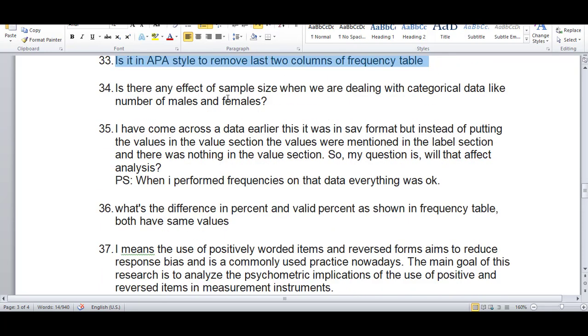34, is there any effect of sample size when we are dealing with categories like number of males and females? If you have categorical data, and the groups inside the categorical variable do not have a huge difference, then it does not affect it. If the sample sizes of two groups or more than two groups are almost the same, then it does not affect it. Even for the independent test, you may have a different male size, may have a different female size, and you can run the independent test.